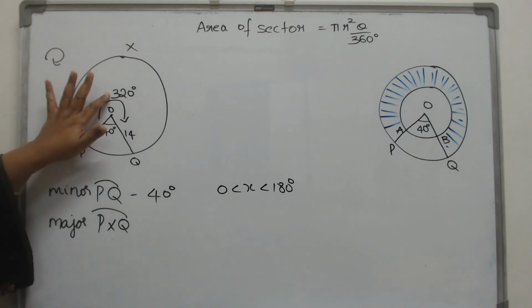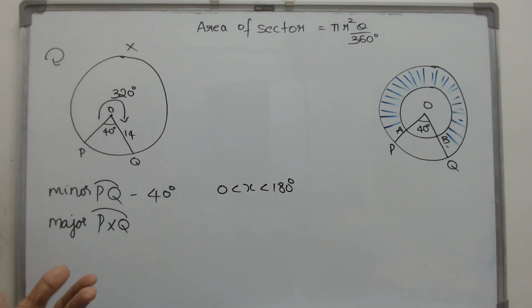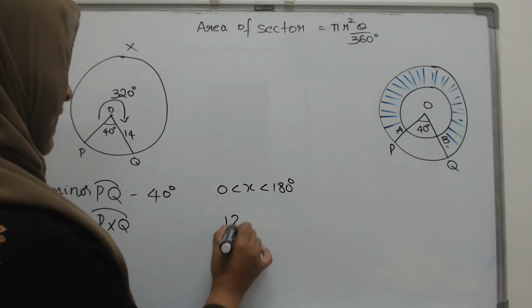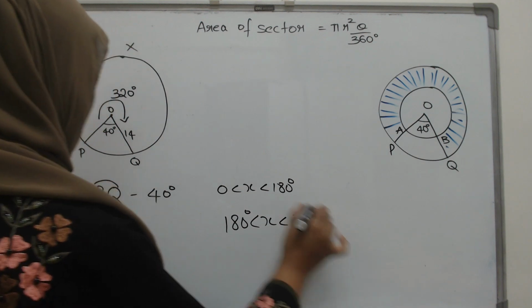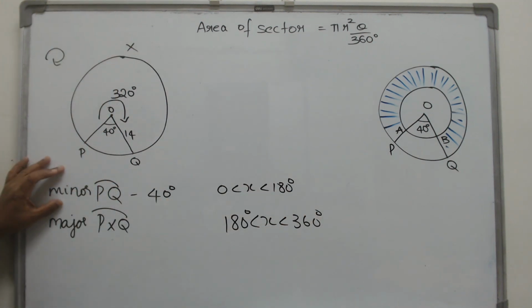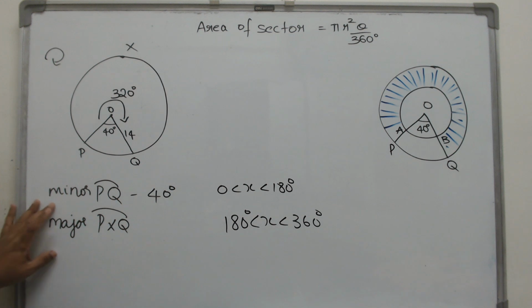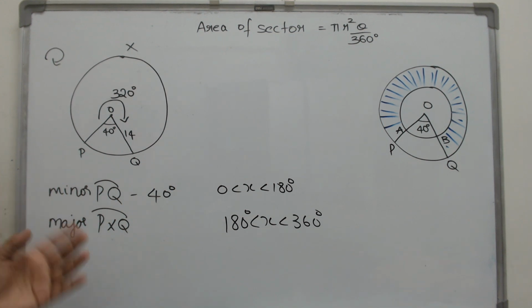Here we have given 320, it can be anything, it can be 200, it can be 220, anything between 180 and 360 degrees. So there, small angle, minor arc, big angle, major arc. But an angle is not the only thing that we are concerned about, right? We also have a sector.